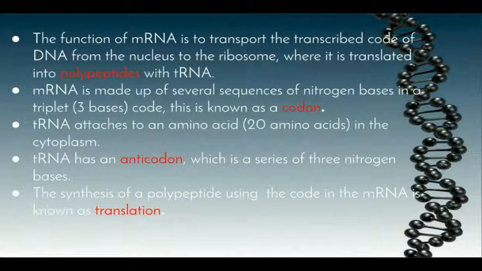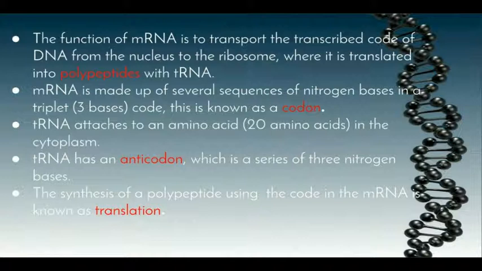So the way that this happens is as the mRNA attaches to the ribosome, it is read in a series of three bases, which is known as a codon. So those three bases act as the template or the structure for the tRNA. The tRNA then matches the appropriate codon with its own anticodon, and the other end of the tRNA has an amino acid attached. So we have 20 amino acids, however there can be 64 different codons. So some amino acids have more than one codon that codes for that particular amino acid.